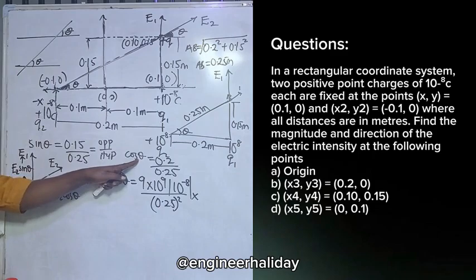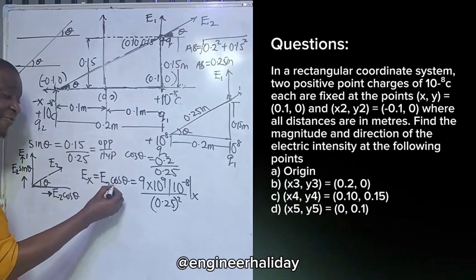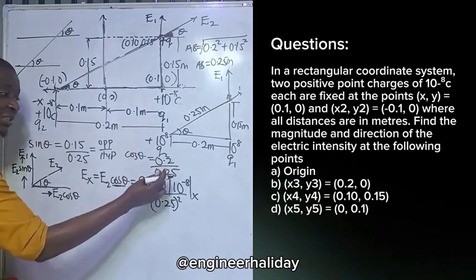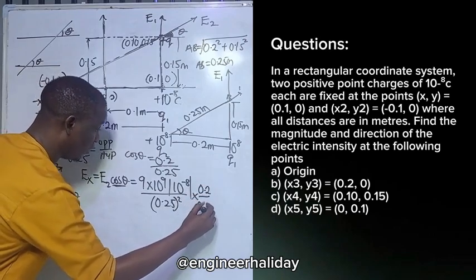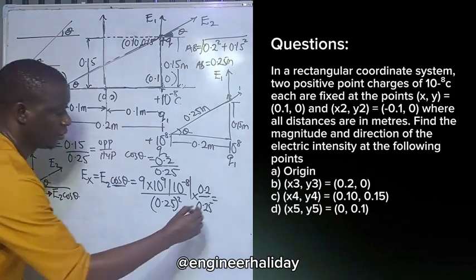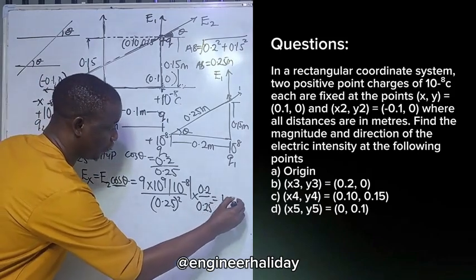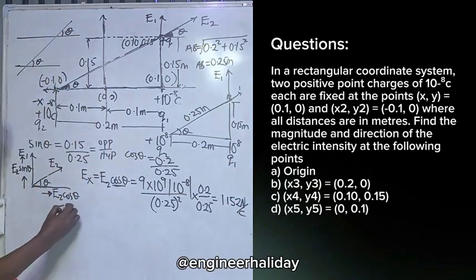What is cos theta now? Look at cos theta. Just carry everything like this, which is 0.20 divided by 0.25, and that will give you what? Your first answer. If you press your calculator, what do you have? 1152 Newton per coulomb. Then we look for EY.